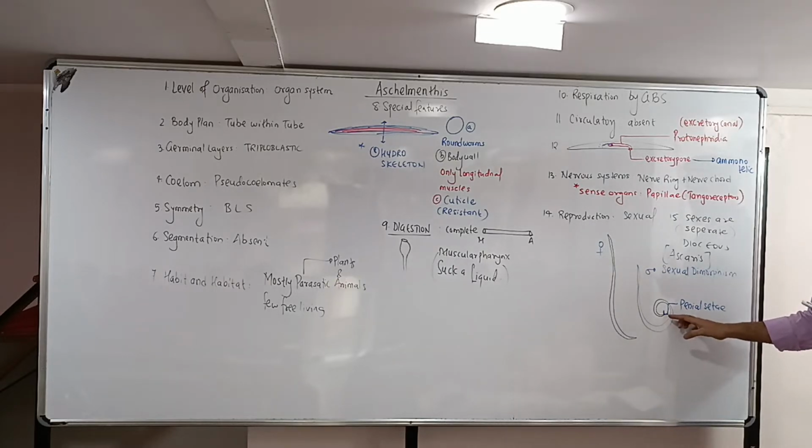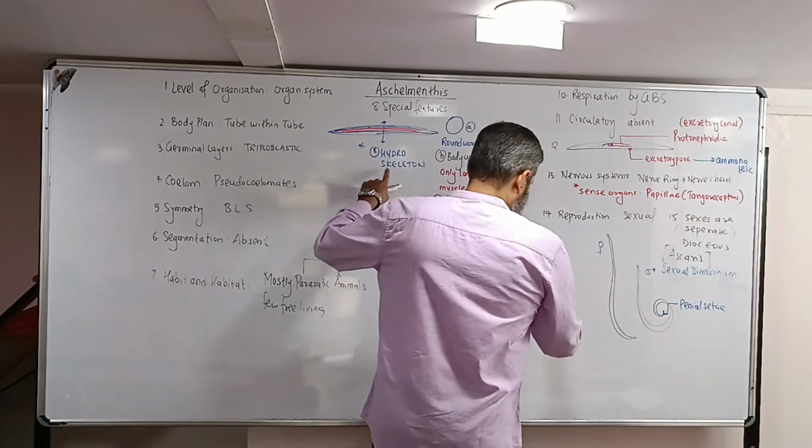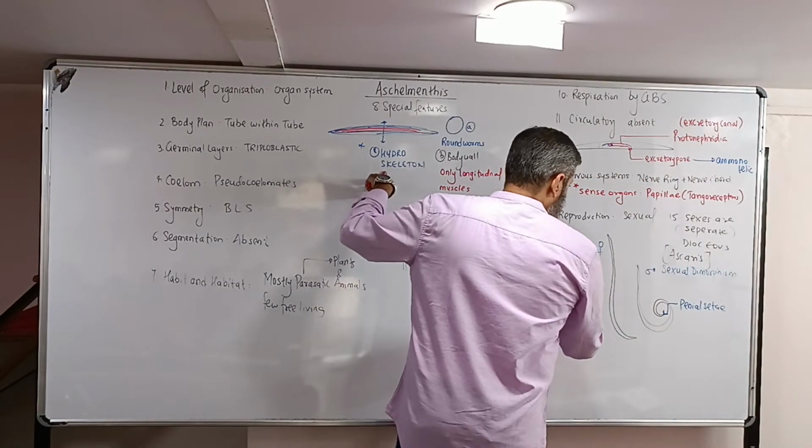Do you agree with me? Yes. Okay. So how is the male identified, kids? Posteriorly, it is curved and shows the presence of penial setae. That is how you identify the male. Was it 15 point, kids? It is about 16 point.